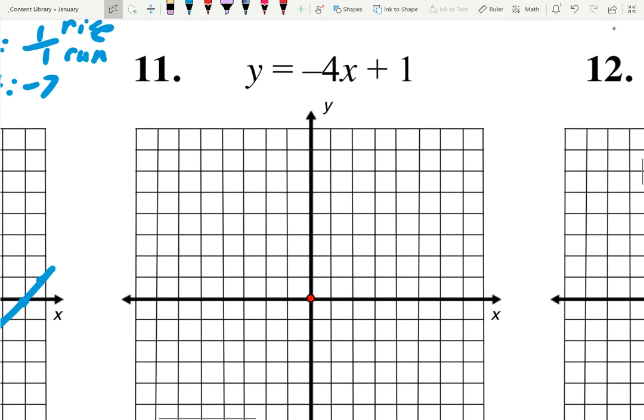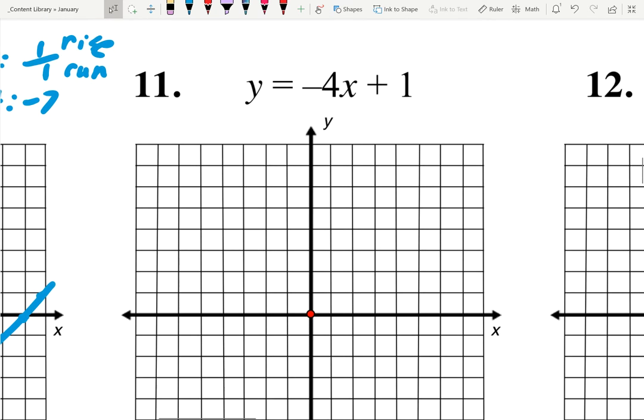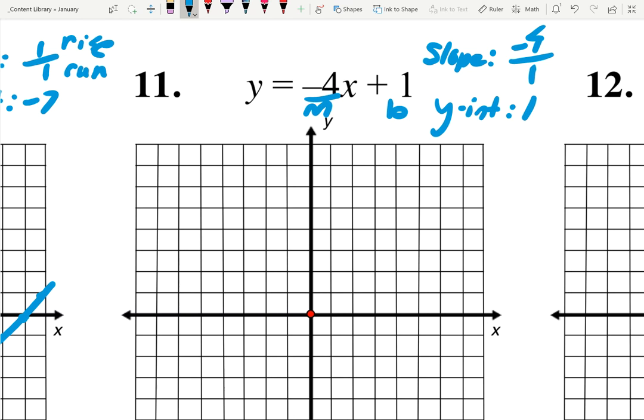Let's look at something a little different, right? Let's try this one. So again, this is still slope-intercept form. We still have mx plus b, so we still have m is -4, so our slope is -4. But again, I'm going to write it -4 over 1, just so it looks like a fraction. And then our y-intercept is 1.